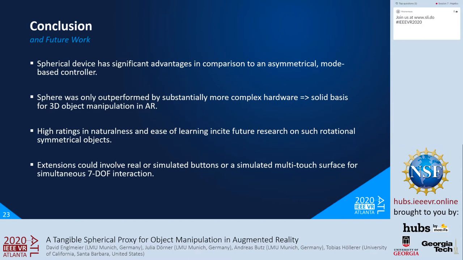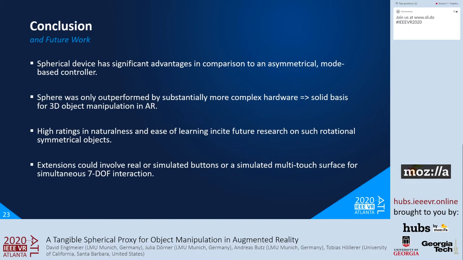In conclusion, we can say that for our tasks, the spherical device has significant advantages in comparison to an asymmetrical mode-based controller. The sphere was only outperformed by substantially more complex hardware. Therefore, we can say that the spherical controller is, as long as we can supply simultaneous 7 degree of freedom interaction by physical buttons, a very decent option for 3D manipulation in AR.